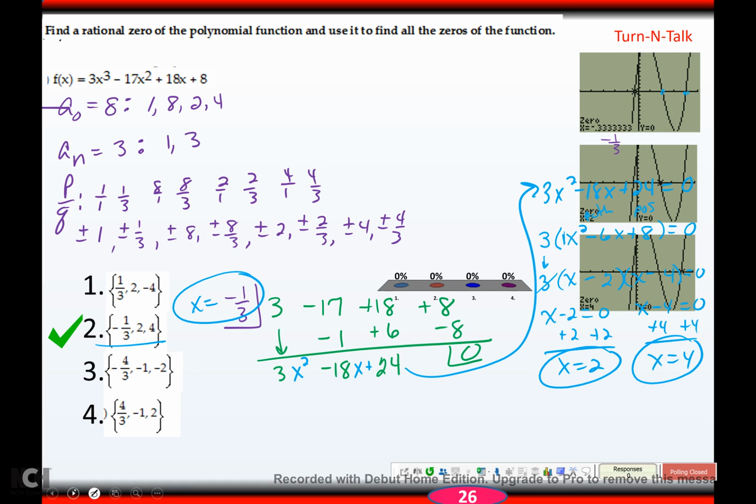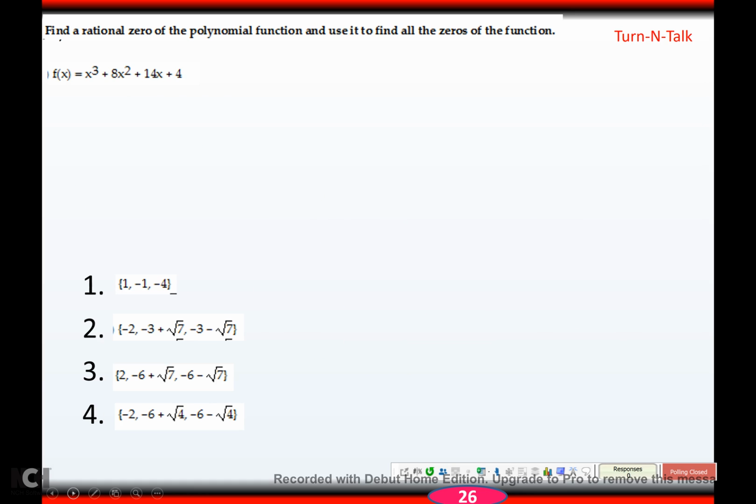Alright, and you can see I found them on the calculator. Alright, you try this one. Hit pause, come back when you're ready.